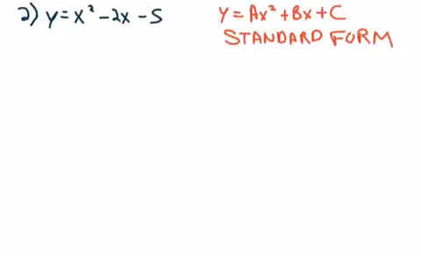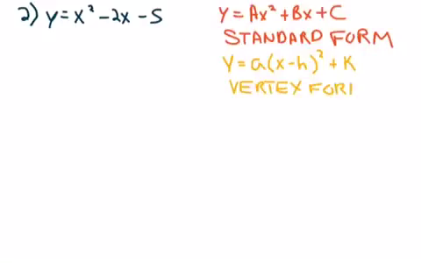Now, what does vertex form look like? Vertex form is going to have this general appearance, where I have y is equal to lowercase a, and then we'll have x minus a number that we call h, and then squared plus k. And we call this vertex form. So I'll just write it here, vertex form.